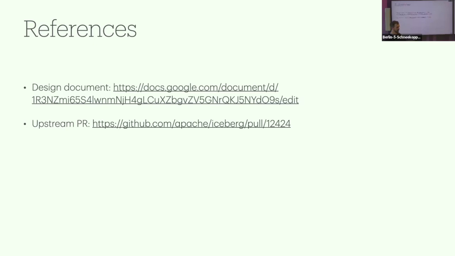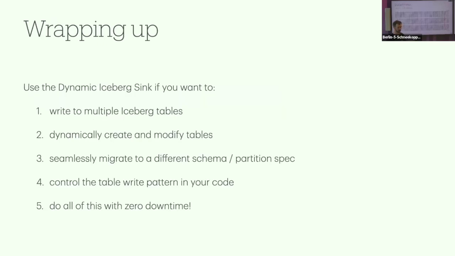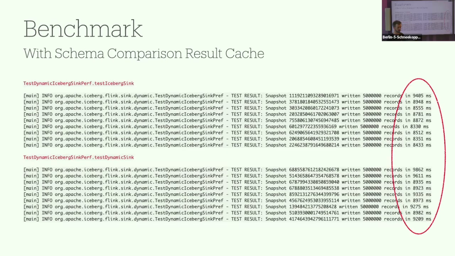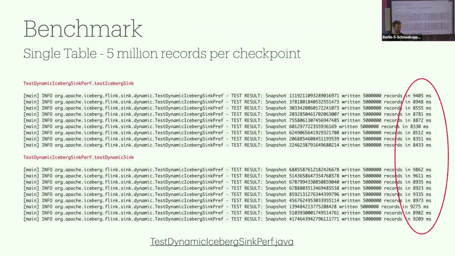Can you go back to your benchmark slide? These numbers, are they for append operations or is this for upsert as well? Oh, these are appends. Is it fast append or, there are two types of appends you can do in Iceberg.